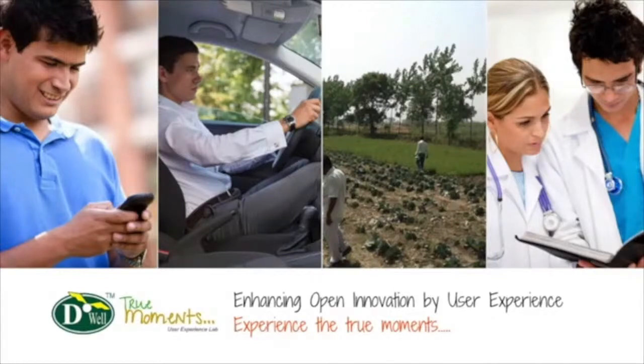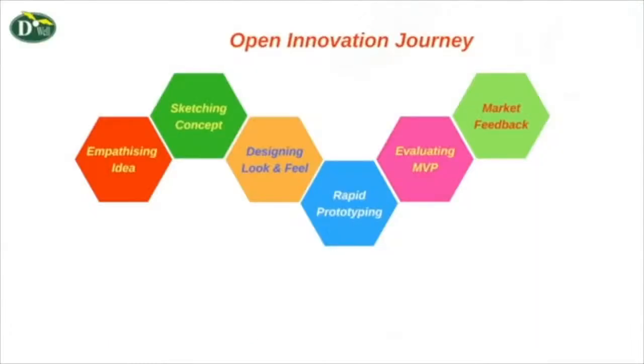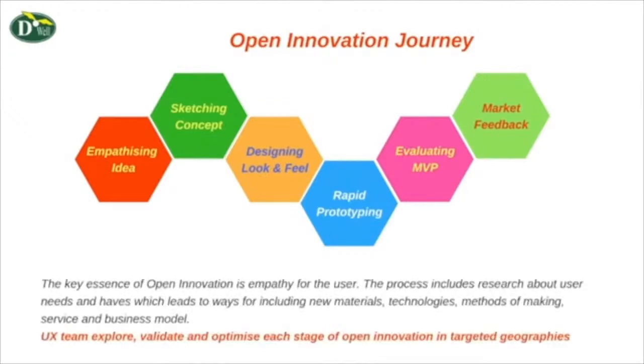Okay, in open innovation, I will explain a simple model. This is the model most of our clients are using. It's a 6-step model, and it starts with empathizing on the idea. Then it goes to sketching the concept of the product, developing, and designing the look and feel of the product, then rapid prototyping, then the next stage is evaluating the MVP and market feedback. These are the 6 stage gates of open innovation commonly used by most of the clients.